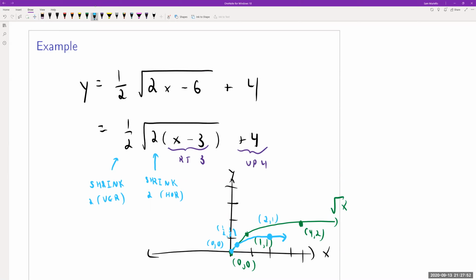Next, I will want to apply the shifting. So I need to go right 3 and up 4. I'll shift each point separately. That means that I will have 3, 4, 3.5, 4.5, and then finally the point 5, 5.